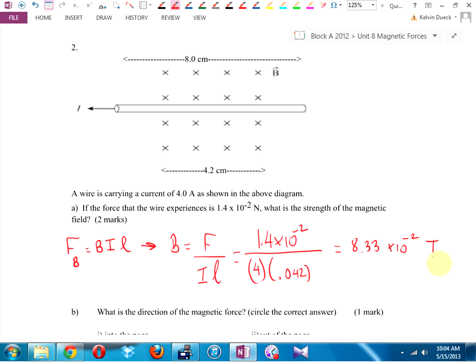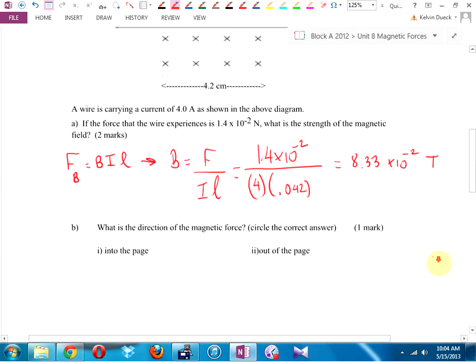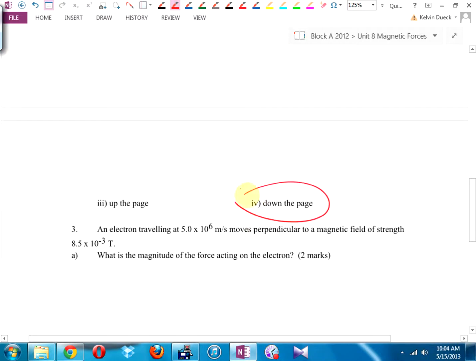What if it's an electron? Point your thumb in the opposite direction of an electron. Hint, hint for the test. In this case, current's going that way. Magnetic field into the page. Oh, which way is my palm pointing? Down the page. And this is why I said to you, you had to turn the page to find down the page. Right there.